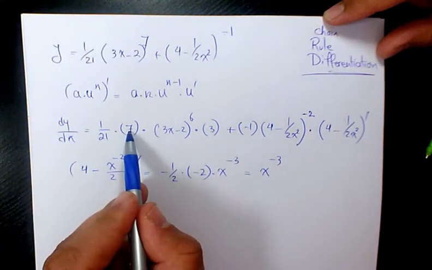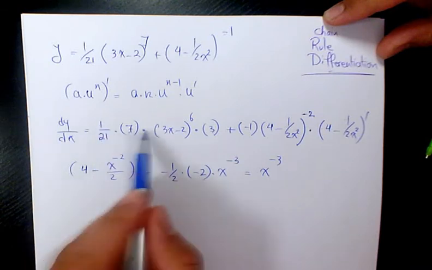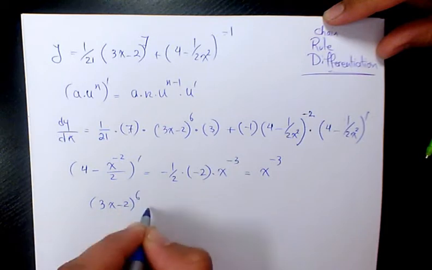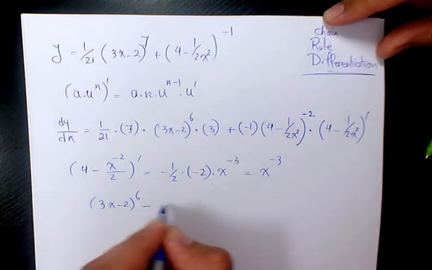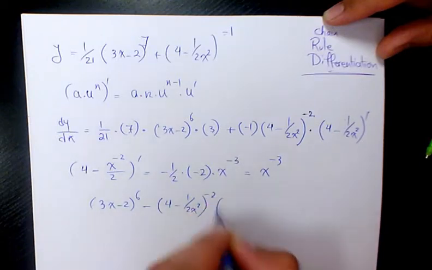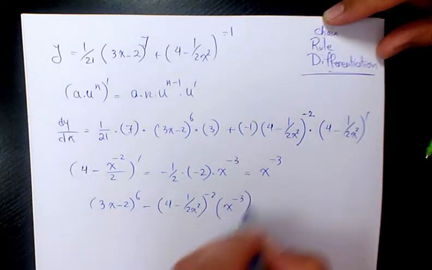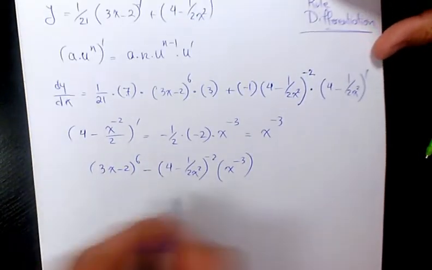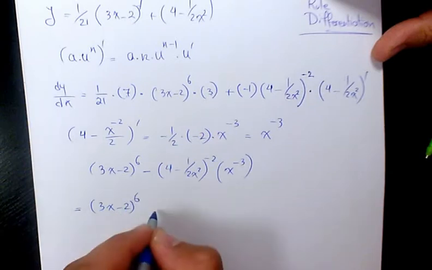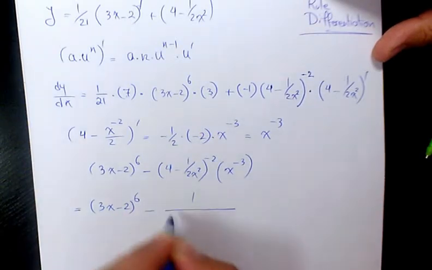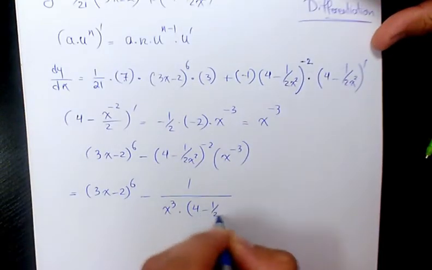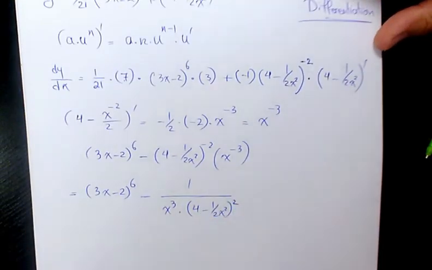3 times 7, 21. With this, 1 over 21 is going to cancel out. We have (3x minus 2) to the power of 6, and here we have negative (4 minus 1 over 2x squared) to the power of negative 2 times x to the power of negative 3, which will be (3x minus 2) to the power of 6 minus 1 over x cubed times (4 minus 1 over 2x squared) to the power of 2.